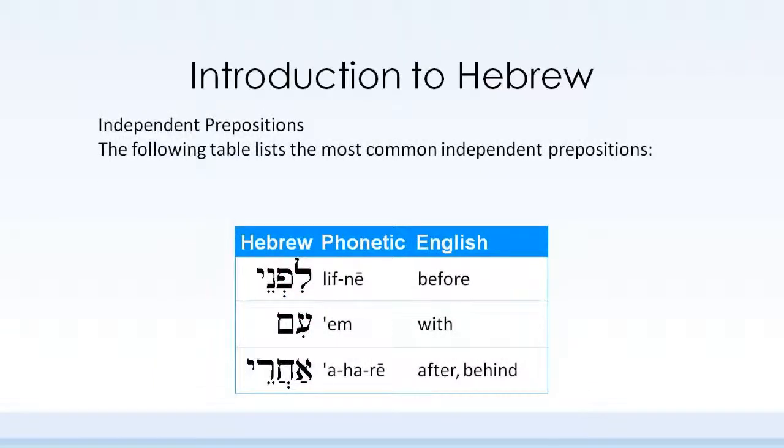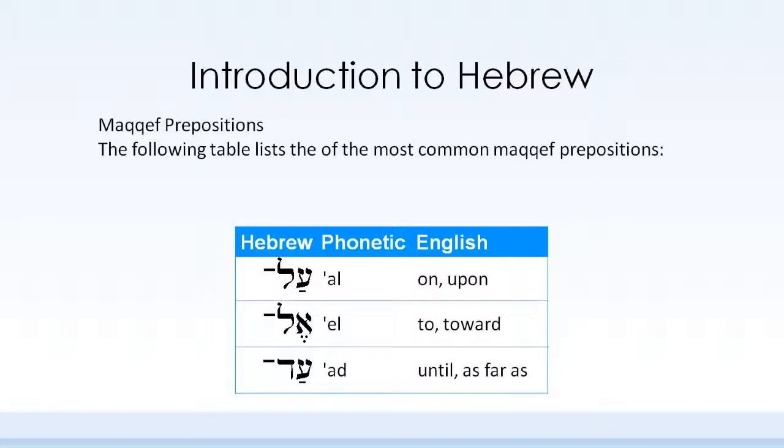The following table lists some of the most common independent prepositions. The first we've already met is lifnei, which means before. The second is im, which means with, and then acharei, which means after or behind. The most common makef prepositions would be al, which means on or upon, el, which means to or toward, and finally ad, which means until or as far as.